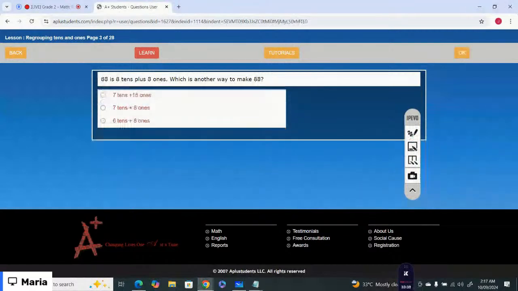88 is 8 tens plus 8 ones, which is one way to make 88. So which is the correct option? Option number one is the correct option. That is 7 tens and 18 ones, which is the correct option. That is option number one.